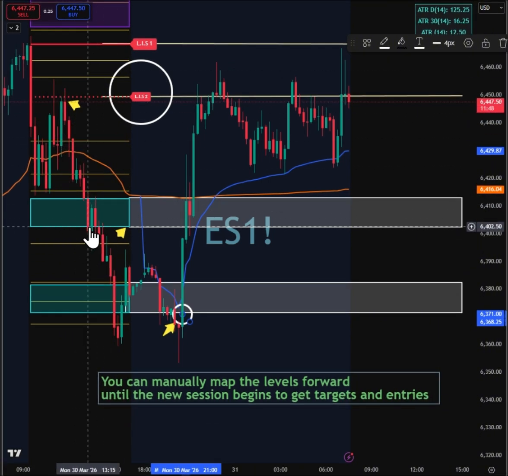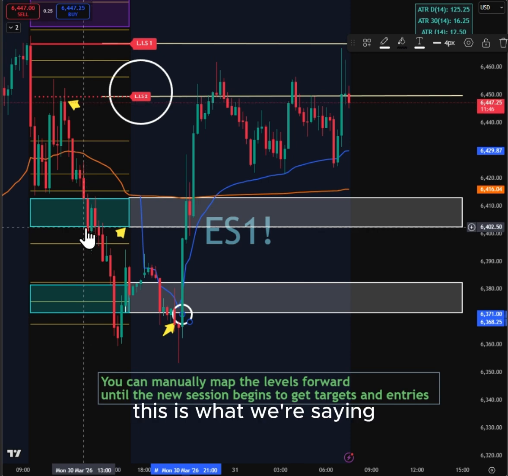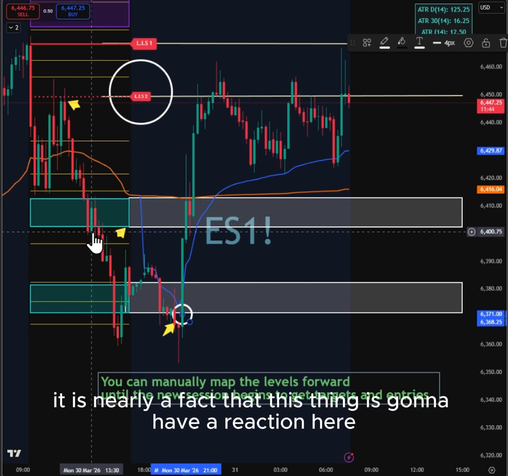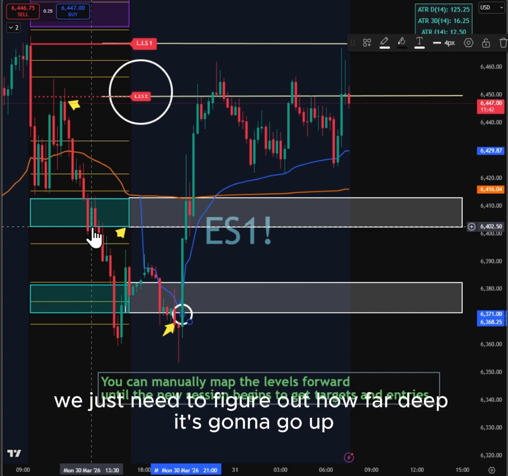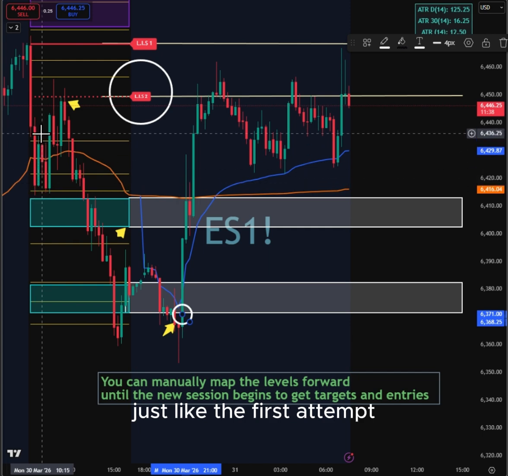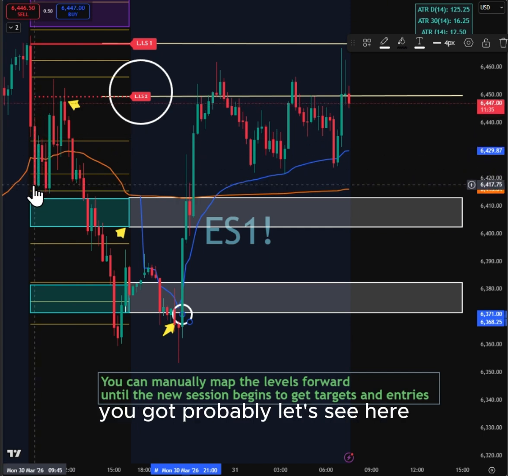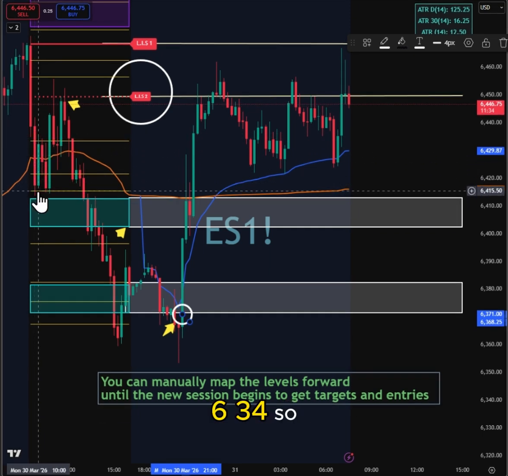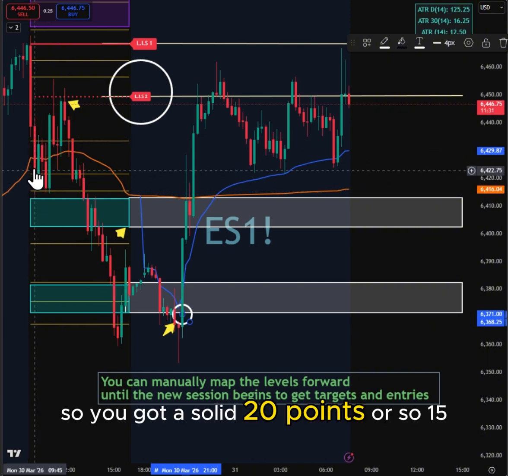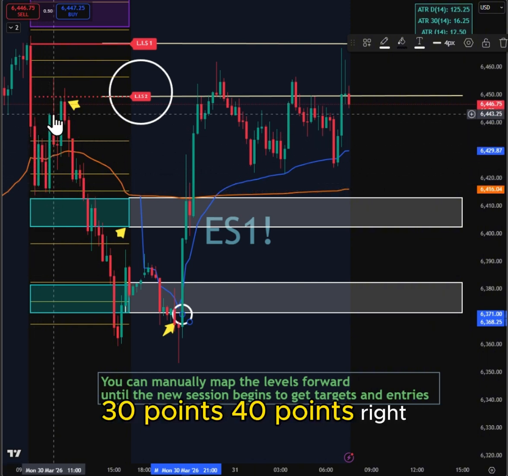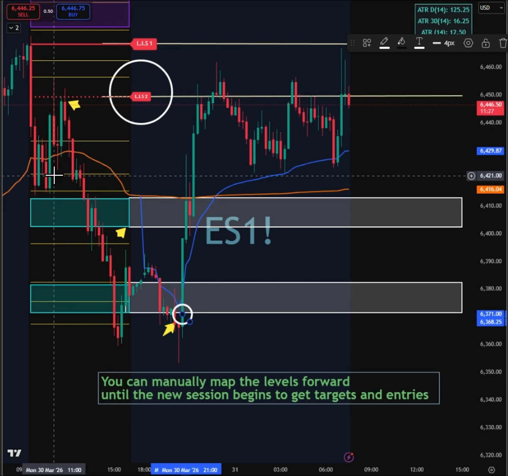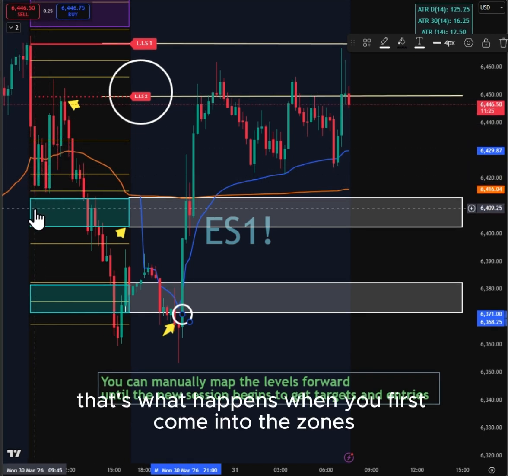Therefore, for us, this is what we're saying. It is nearly a fact that this thing is going to have a reaction here. We just need to figure out how far deep it's going to go up. Just like the first attempt, you got probably, let's see here, 617, 634. So you got a solid 20 points or so, 15, 20 points. Another one, 30 points, 40 points, right? That's what happens when you first come into the zones, okay?